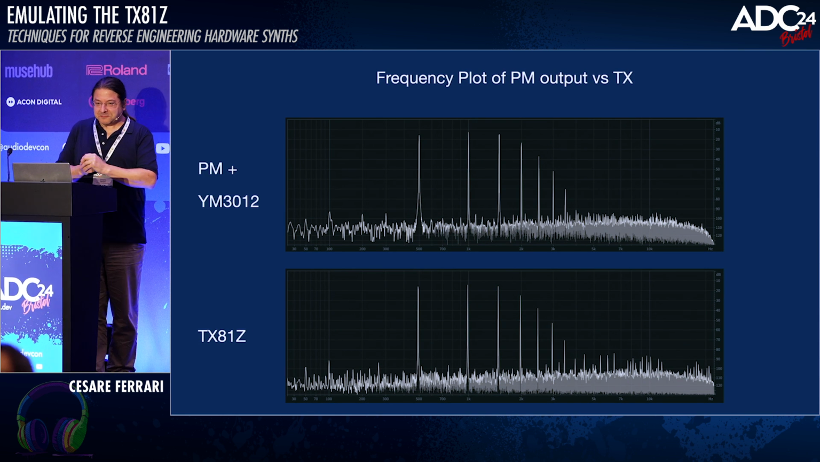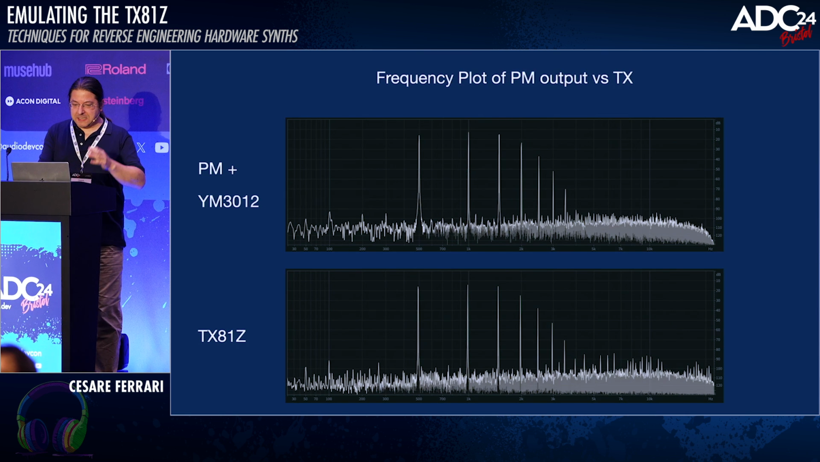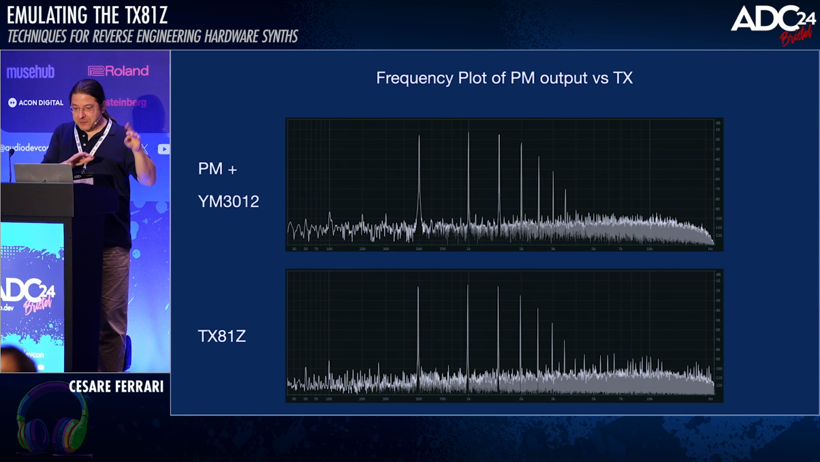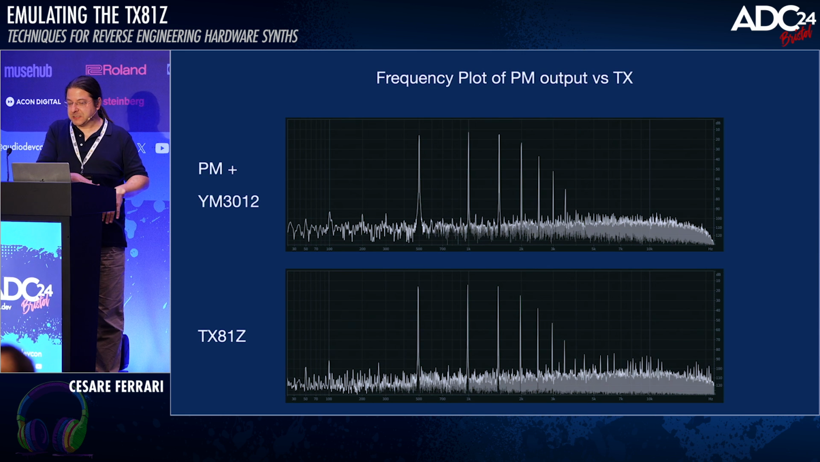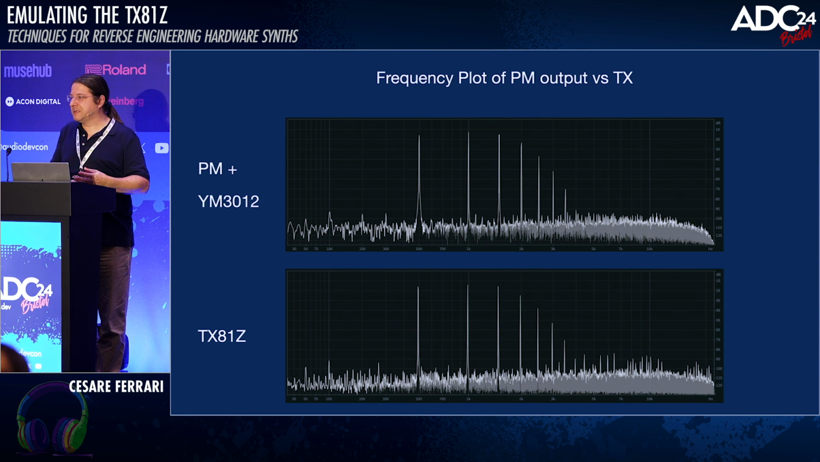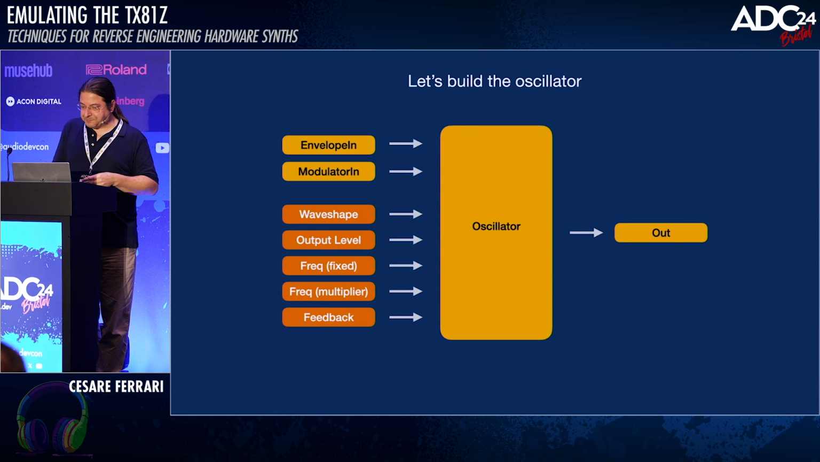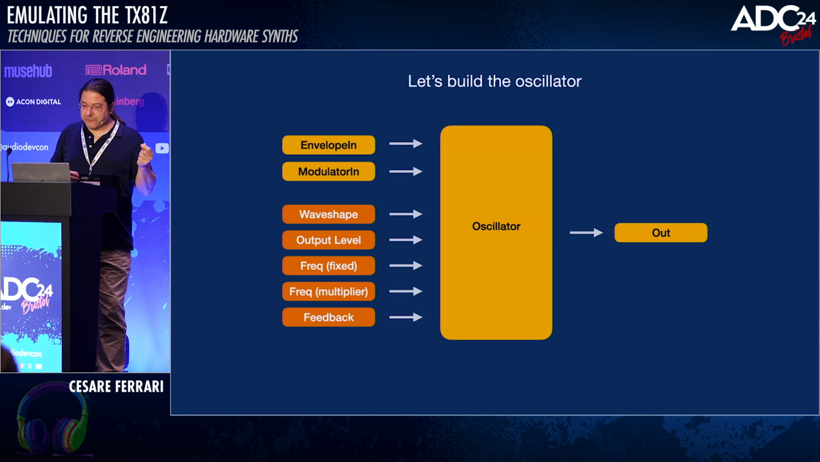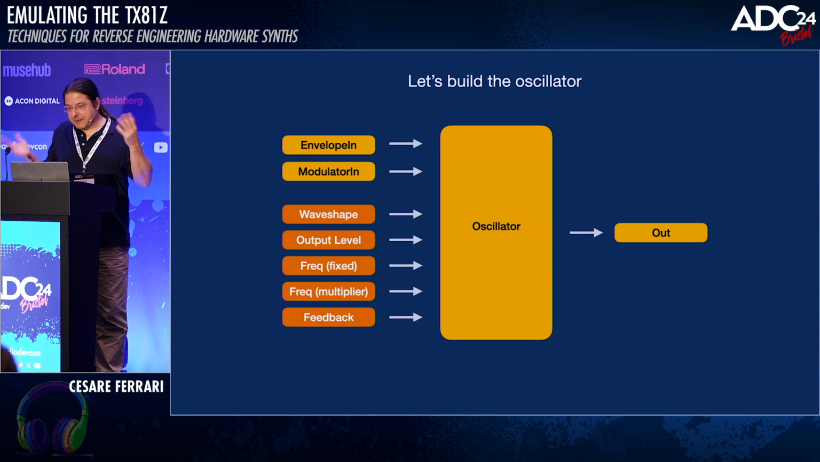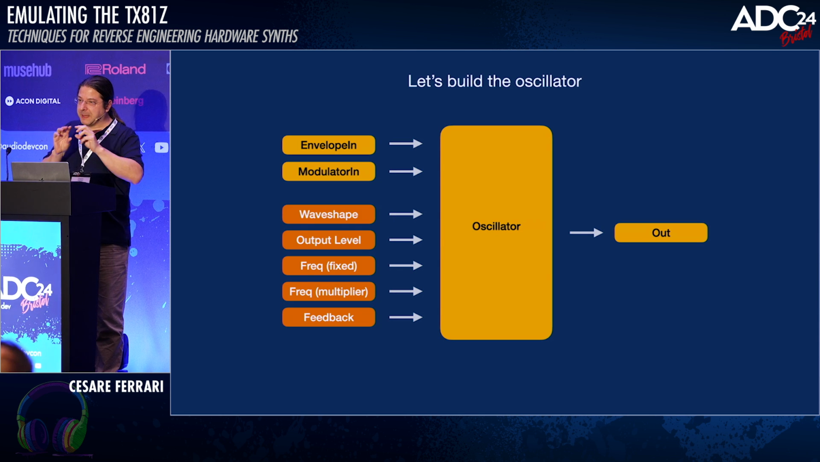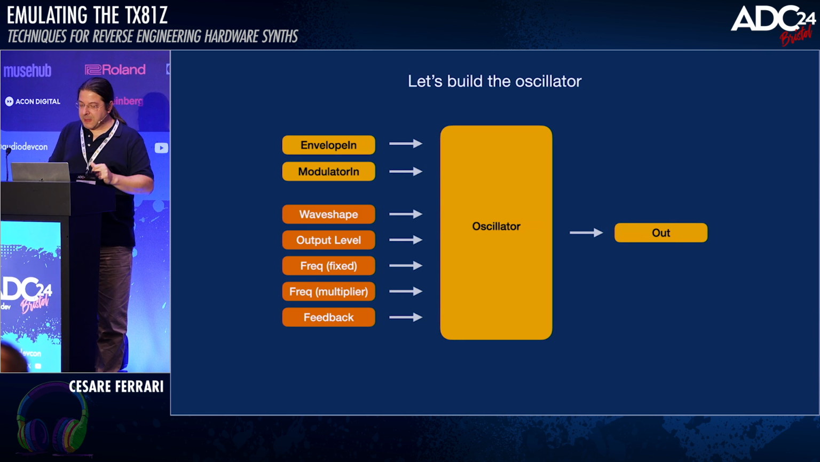Anyway, here we are. We've got our oscillator, we've got envelopes in, modulator in, and then we've got a load of parameters. So what we need to do is do some sort of analysis to work out how the other parameters work. We've got wave shapes, we've got frequencies, we've got modulation levels, feedback, and so on. So what we're going to do is make the simplest patch possible, turn each of these parameters up and see what we can do. Firstly, waveforms.